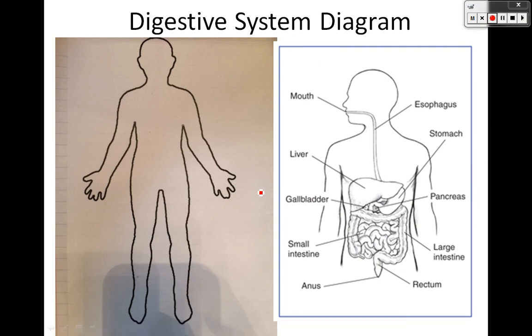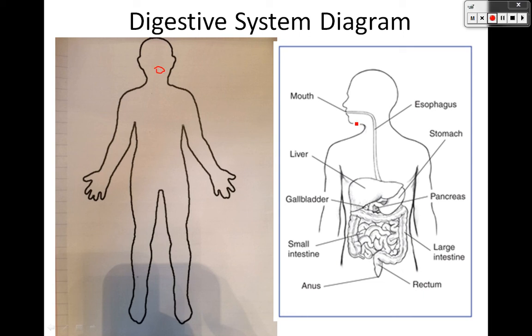Okay, so these notes will help you to draw the digestive system. So here's your body outline here, and then over here is a diagram that you can work off of. We're not going to put all of these on here, but we are going to start with the mouth. So the mouth kind of goes like this.